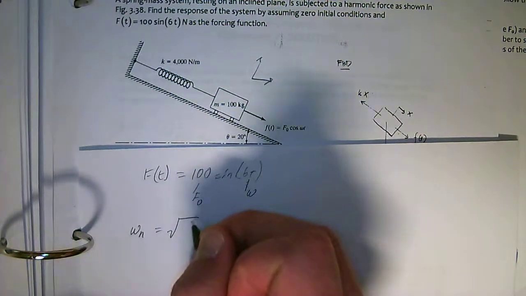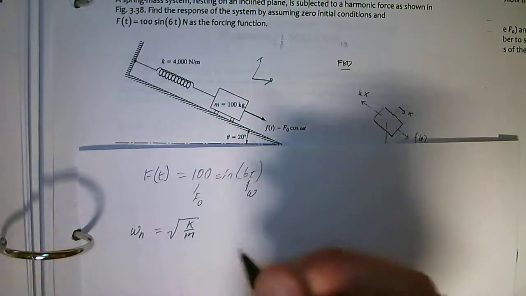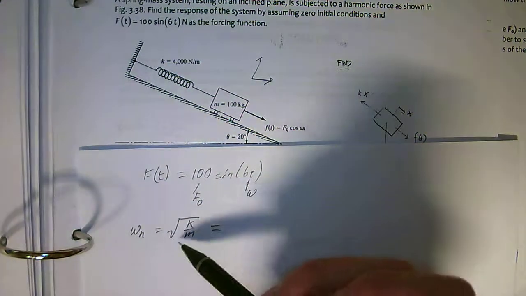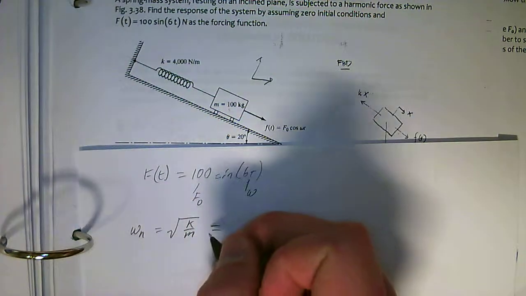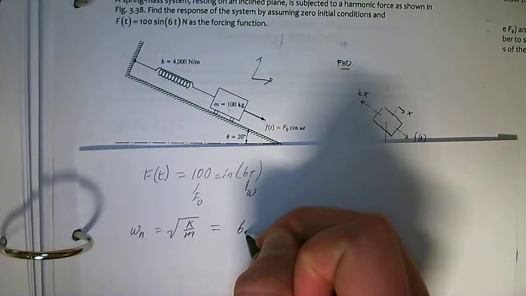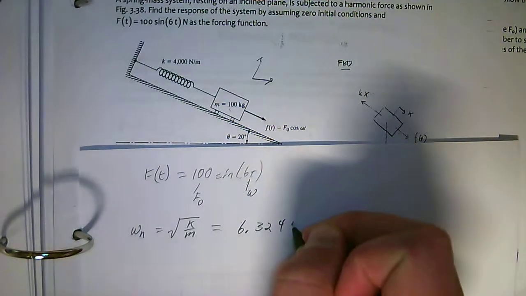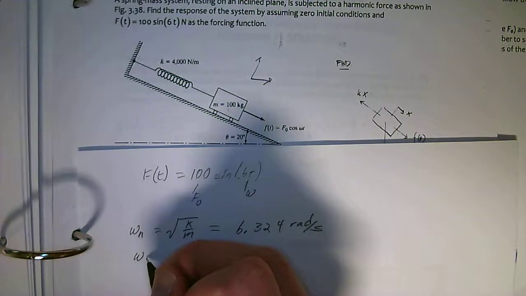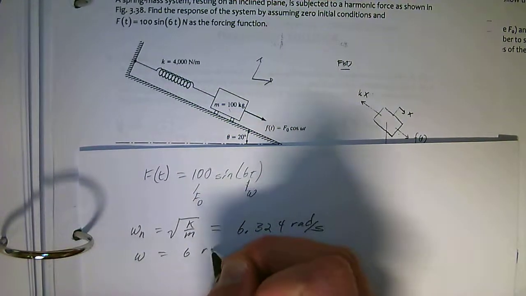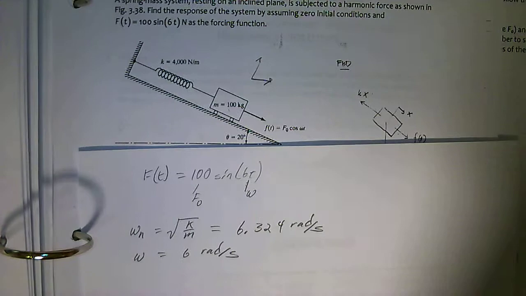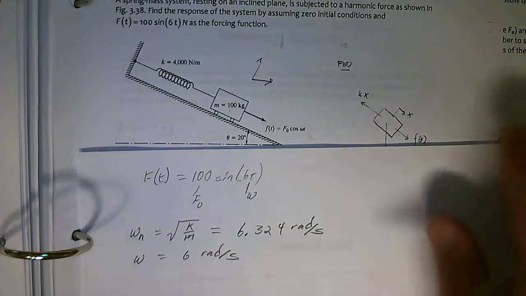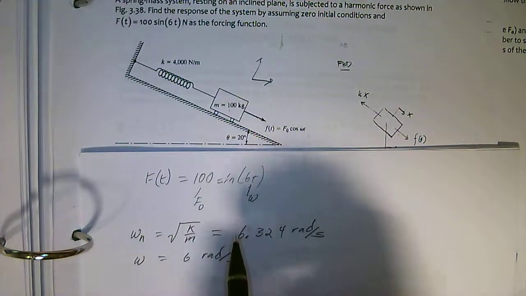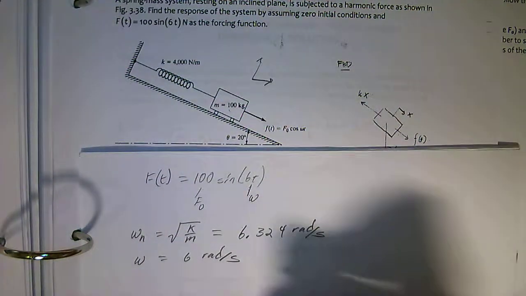And omega n is equal to the square root of k over m for any vibratory system. And if you solve this out, 4,000 and m equal to 100, stick those in there, you should get 6.324 radians per second as omega n. And then we know that omega is equal to 6 rads per second. Okay, so now, moving on from there, we've gotten all the basic information that we can get from this based on what the initial values.